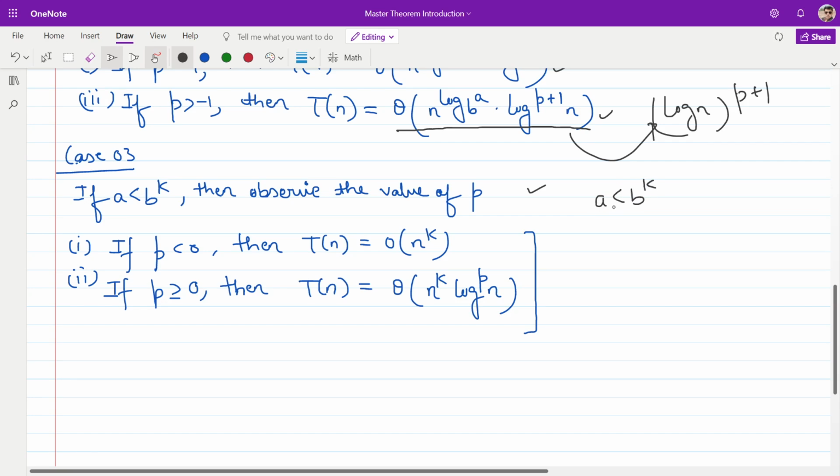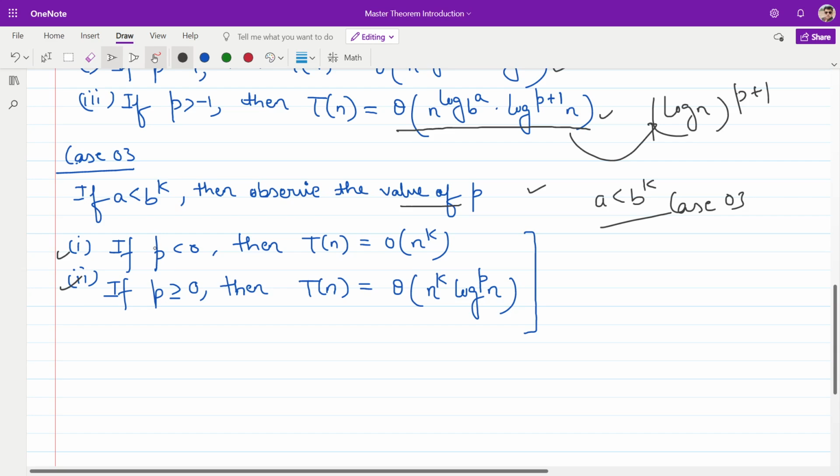Okay, so once you compare the value of a with b raised to the power k, and if you find out that the value of a is less than b raised to the power k, we say that the problem is in case 3. Okay, so when the problem is in case 3, again we are going to observe the value for p, and we will have two different subcases. Okay, so in one, the value of p could be less than 0, and in another subcase the value of p could be greater than or equal to 0.